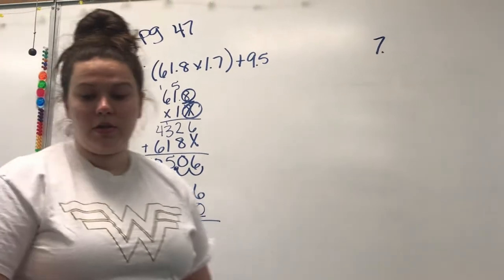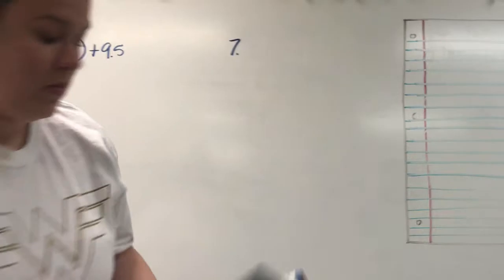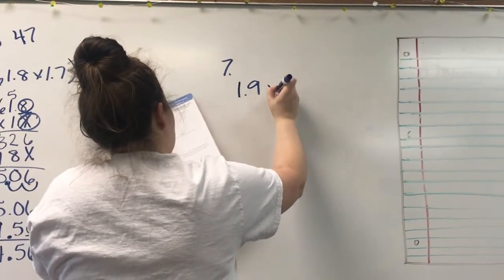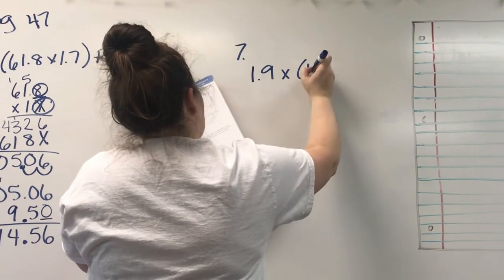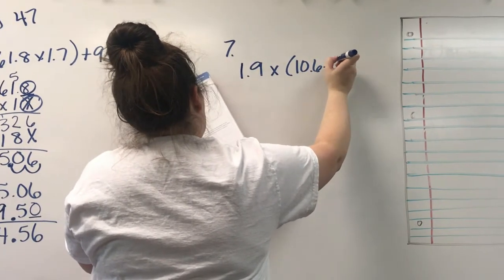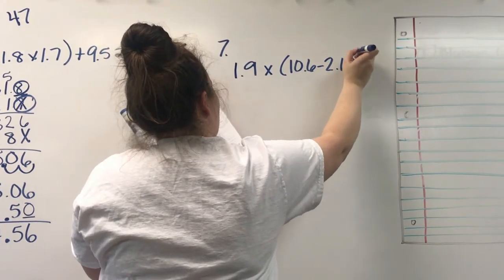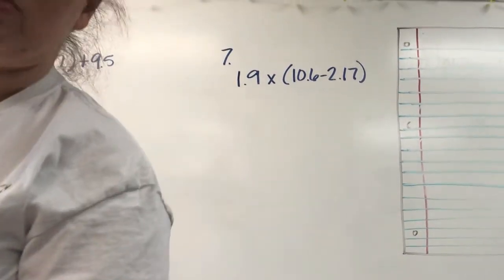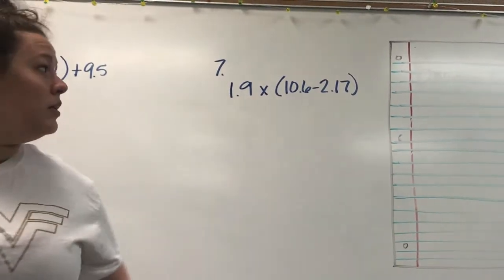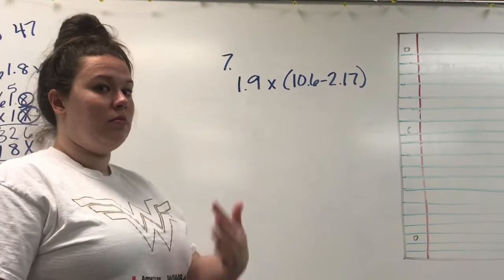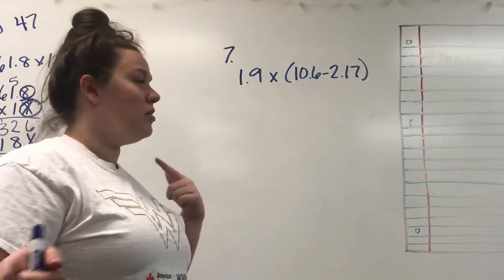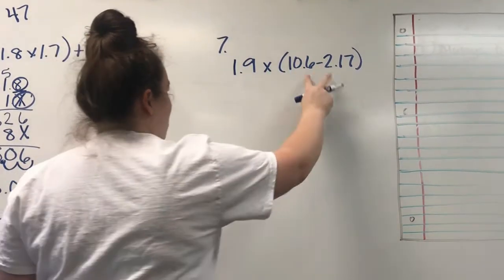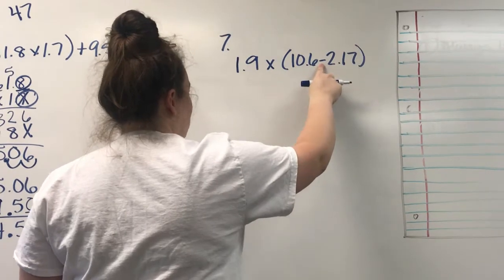Okay, moving on to number 7. 1.9 times 10.6 minus 2.17. Okay. Try and pause the video. Not try, do. Pause the video and solve this problem. Make sure that your answer matches my answer. Where do we start? We start in the parentheses. It is a subtraction problem.